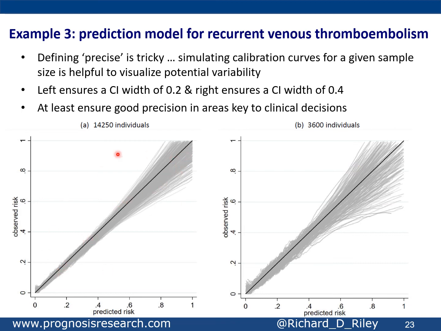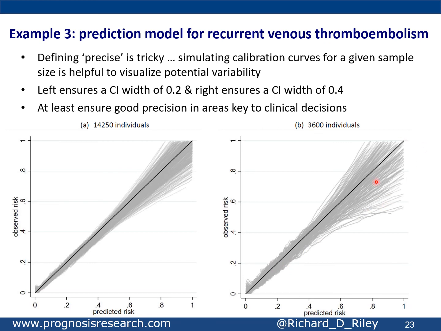So this is the ideal situation, but you may then say, I don't have the money or the resources to recruit 14,000 individuals. Therefore, do we really need this level of precision? Maybe if my clinical decision range is down here, I'm less worried about variability up here, and therefore I could perhaps relax the sample size. And if I did relax it, I would get more variability down here, but again, still reasonably narrow perhaps.